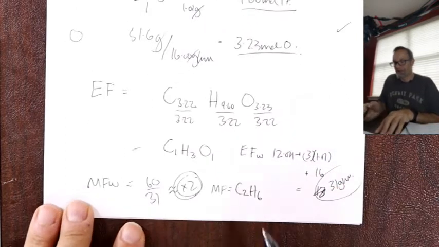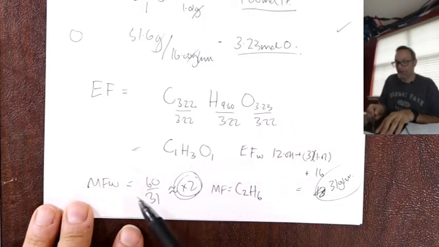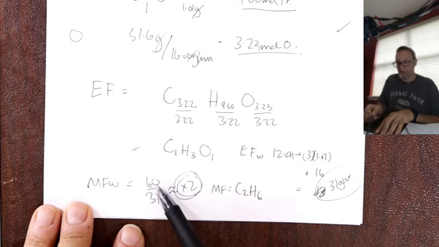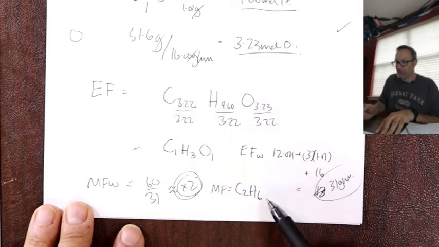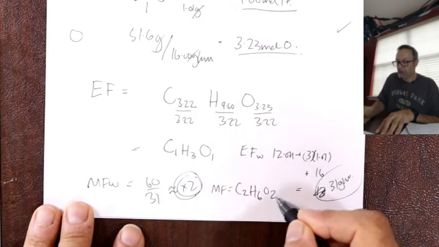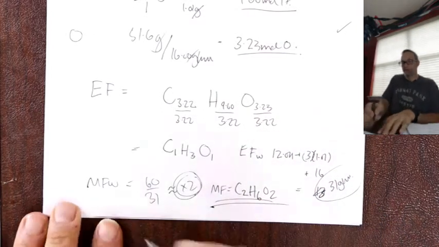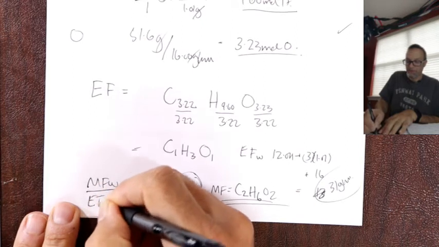Move it up, sorry. You didn't see it, so let me go back. So the molecular formula weight was 60. So 60 divided by 31, I'm dividing the real molecule over the empirical formula. It's 2 times bigger. So the molecular formula is C, not 1, but 2, not H3, but H6, not O1, but O2. And that's the molecular formula.